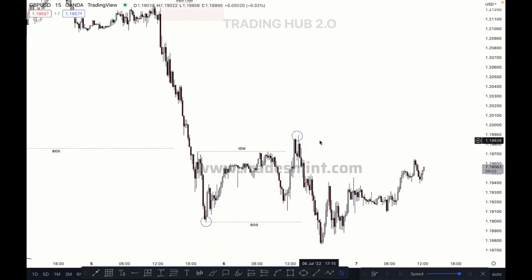Okay, so some people ask me how we identify that price will reverse here and will not tap here. You have to switch into a lower time frame to see how price is actually developing.